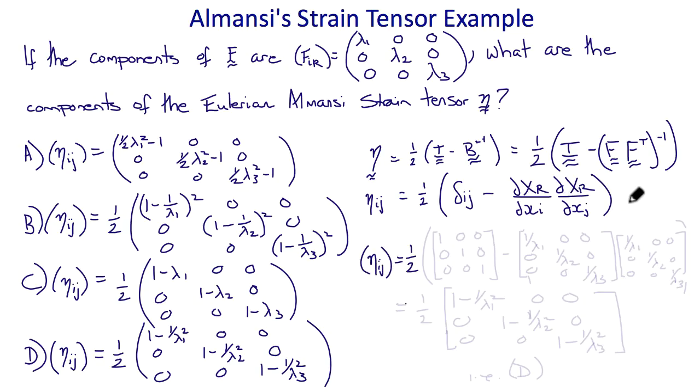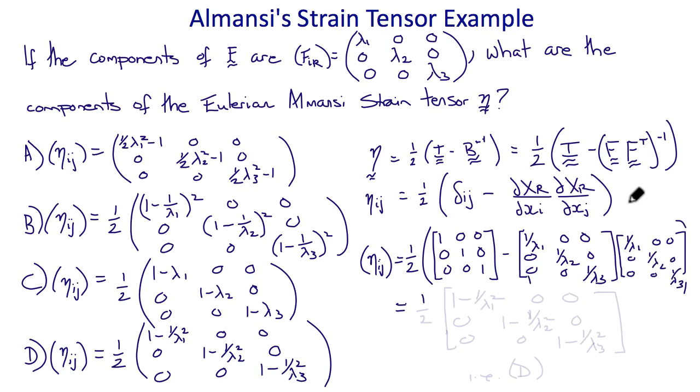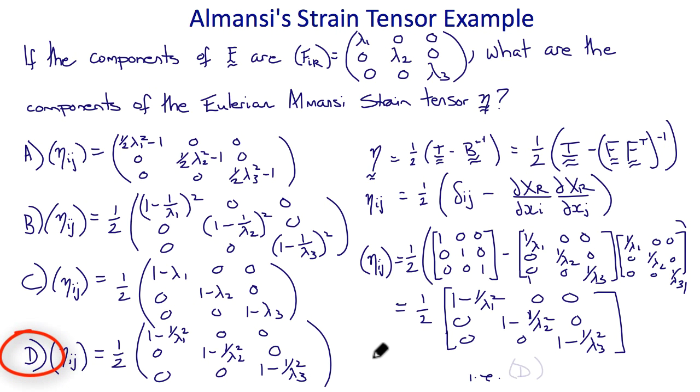So this then gives us that the components of eta_ij are 1/2 of the identity tensor minus 1 over lambda 1, 1 over lambda 2, 1 over lambda 3 on the diagonal, times 1 over lambda 1, 1 over lambda 2, and 1 over lambda 3 on the diagonal, which gives us 1/2 of 1 minus 1 over lambda 1 squared, 0, 0, 0, 1 minus 1 over lambda 2 squared, 0, 0, 0, 1 minus 1 over lambda 3 squared, which was answer D.